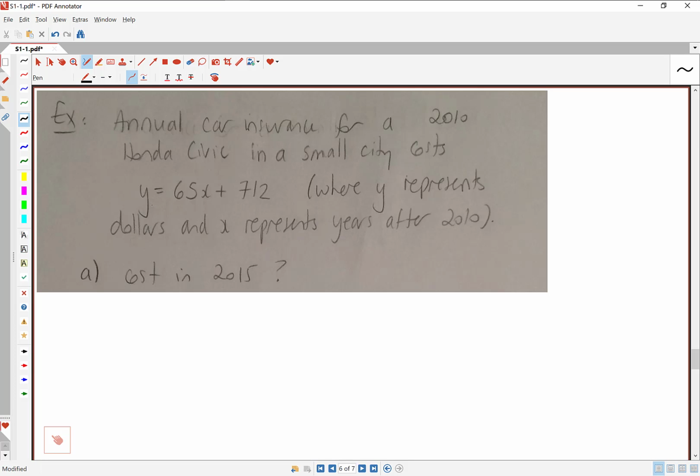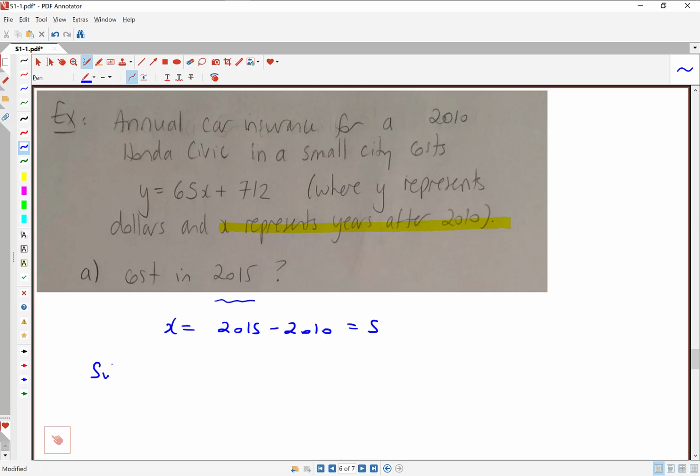So what we're talking about here is how the cost of the insurance changes over time. First thing we're going to calculate is the cost in 2015. Well, to solve this problem, let's figure out what our x value is. We're told in the problem, x represents the number of years after 2010. We're interested in the cost in the year 2015. So we're going to go 2015 minus 2010 gives us 5.